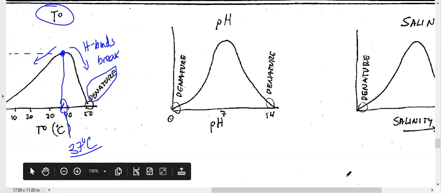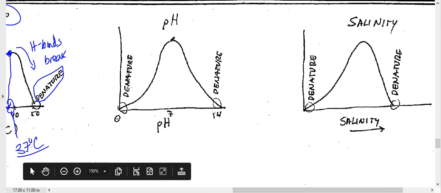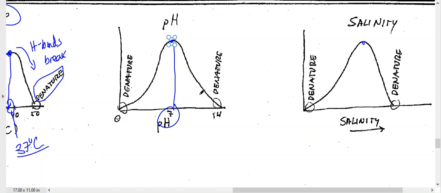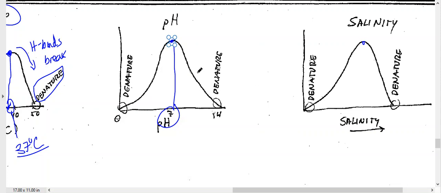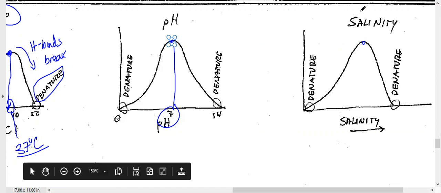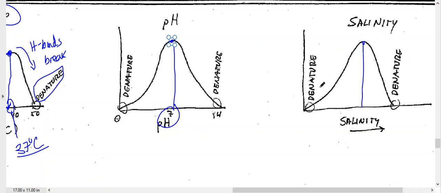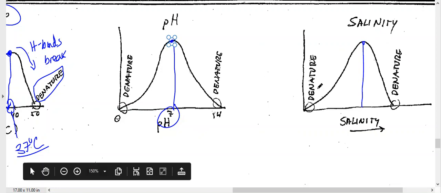All right, pH and salinity are the same story. They have optimal pH or optimal salinity. Again, for your body, most of this is going to be 7. However, it can be different, like in the stomach where it's 2 because pepsin functions to break down proteins in an environment of hydrochloric acid. But most of the time it is going to be pH 7, right? Same thing with salinity. There's kind of an optimal salinity, and if you deviate too far either way, you're going to denature the protein. You're going to denature the enzyme, right?